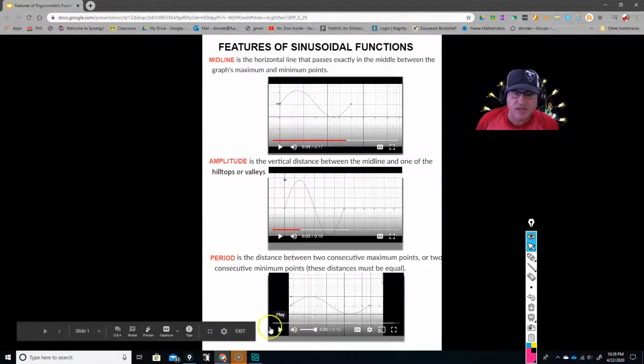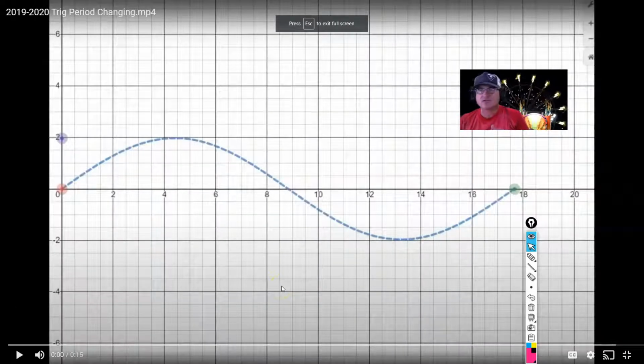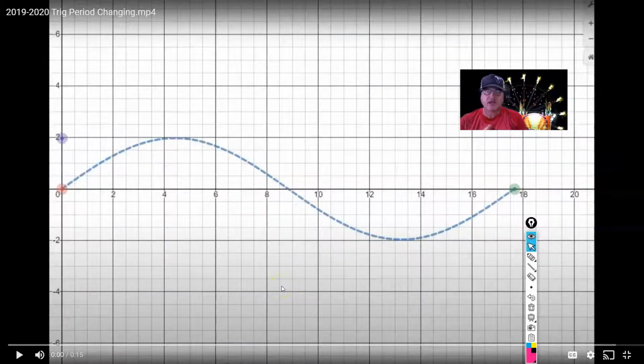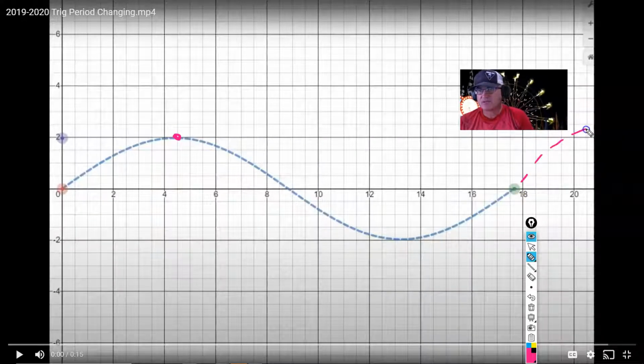All right, so let's take a look at the period here. When I look at this graph, if I asked you what the period is, if you went by the definition I just had, you'd have to find two hilltops. But the problem is another hilltop is not on my screen. It's going to be off to the right somewhere. Another low point would be off to the left of the screen. So I can't find two hilltops or two low points.